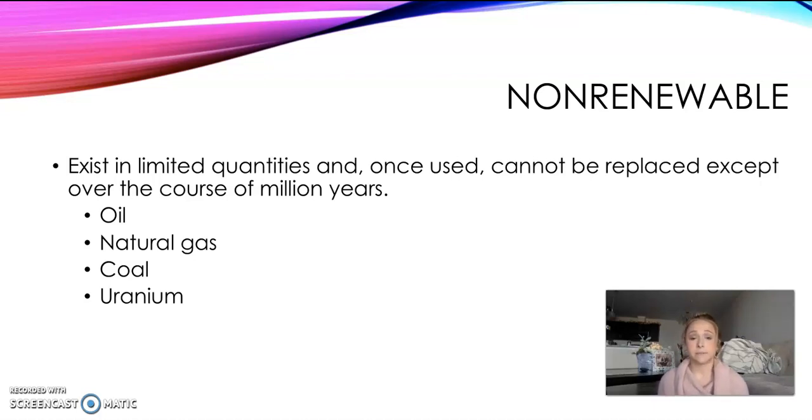So these exist in limited quantities, and once you use them, they cannot be replaced except for over the course of millions of years. So what is kind of bad about these is that once we use them, it takes a long time to replace them. The examples of these would be like your oil, your natural gas, coal, and uranium. So such resources are being used way quicker than what we can replace them. So the concern is that we're going to use them all up and then we won't be able to replace them.